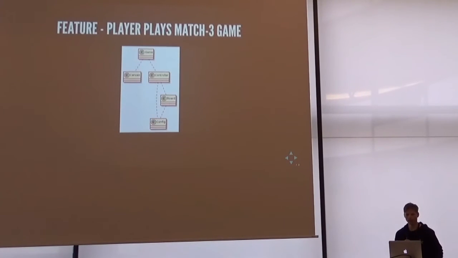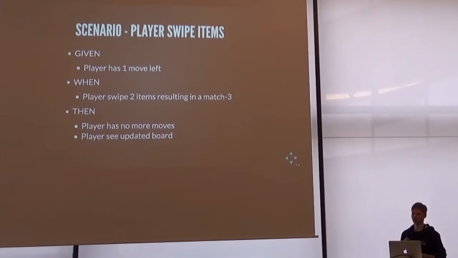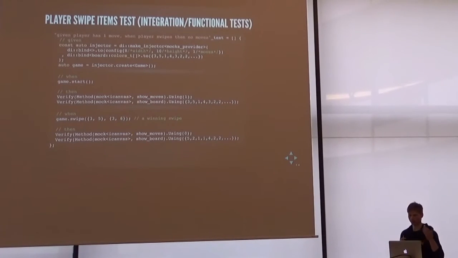BDD, the same case. We have some merge game. As I said, it's a bit different when it comes to naming. So we put a scenario instead of just, I should do that. So we say given, when, then: when we have one move and there's a match, there should be no move. How will that look? So that's our test. We bind some stuff. As you notice here, we don't bind any mocks because they will be injected automatically via the mocks injector. We just create the game. After that, we start the game. We verify that the mock for the canvas is showing the board with the moves. And after that, we swipe, and we see that the game is updated.